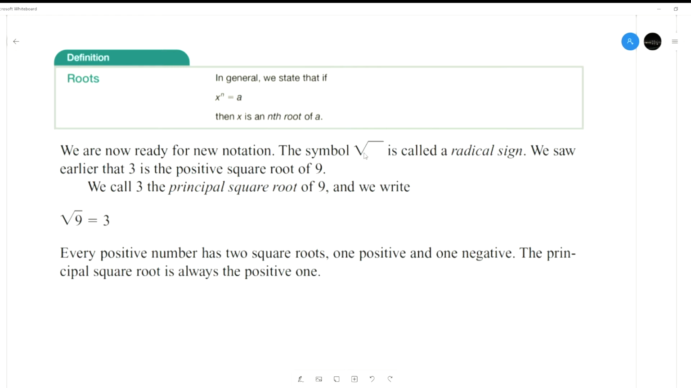So we have this new symbol called a radical symbol right here. Let me use a lighter color. This radical symbol, it's spelled radical sign. So again, you know how we have 3 squared is equal to 9? That power represents the root of 9. So we have the square root of 9 is equal to 3.